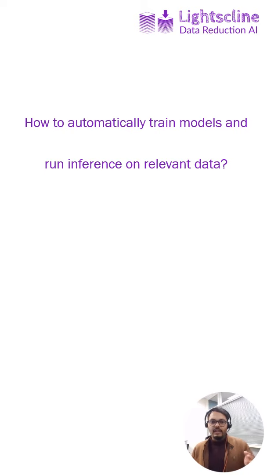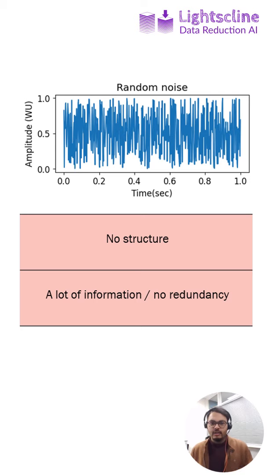How to automatically train models and run inference on only the relevant data. Well, we start by automatically identifying what data is relevant. Let's get into it. So here you're looking at random noise data, which does not have any structure, or in other words, it has a lot of information and no redundancy.